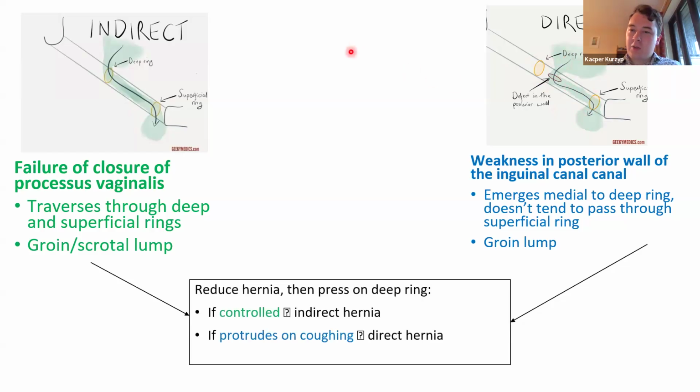Now, the examiners like to ask you how you would differentiate. So what you would do is reduce the hernia if it's reducible, press on the deep ring and ask the patient to cough. If the hernia doesn't reappear, it's likely to be indirect, as you are blocking the entry point. However, in a direct hernia, even when you are pressing on the deep ring, this defect is still present. Therefore, on coughing, it would reappear.